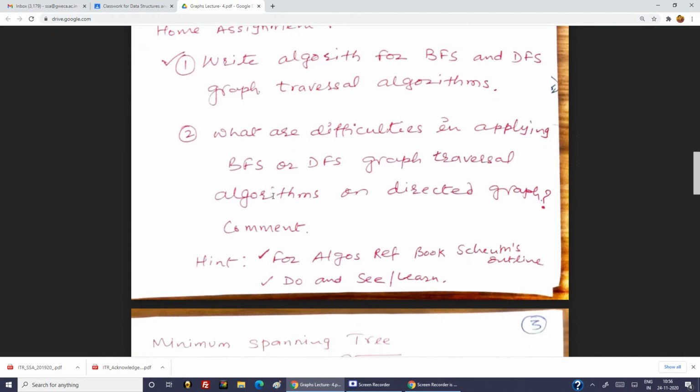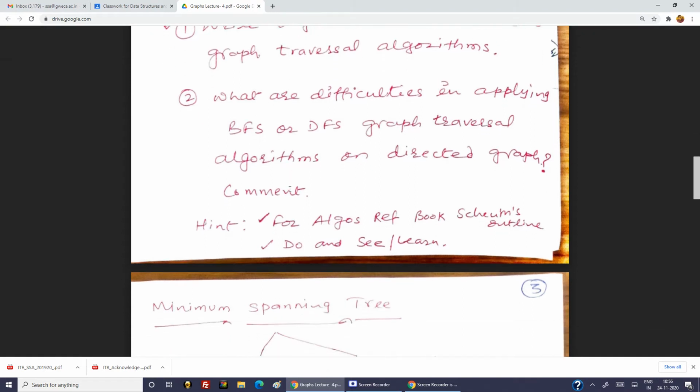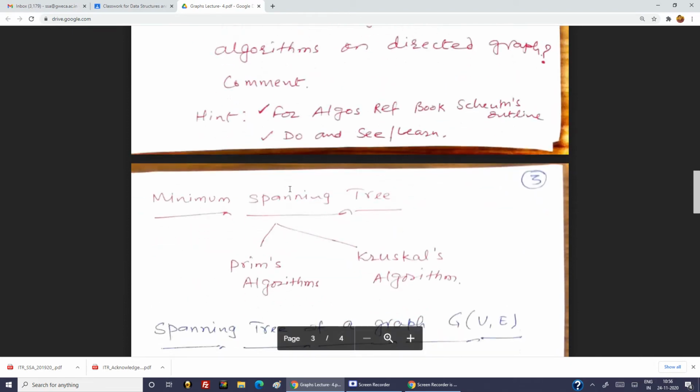Then what are difficulties in applying BFS and DFS graph traversal algorithm on directed graph? Comment. This is a question which is not directly related to your course curriculum or syllabus, but you need to explore the internet. What are the difficulties when you apply BFS and DFS graph traversal algorithm on directed graph?